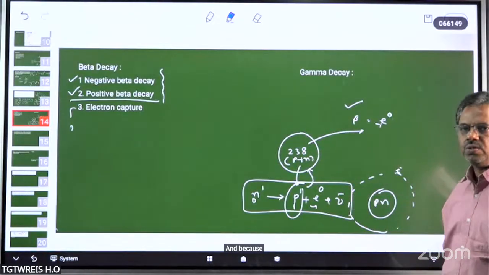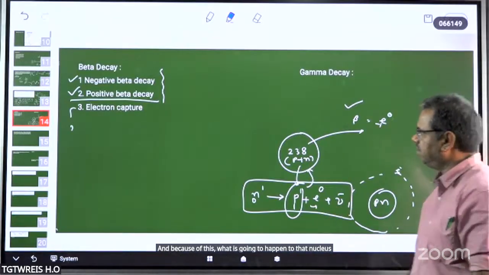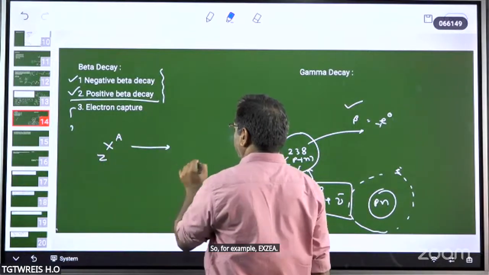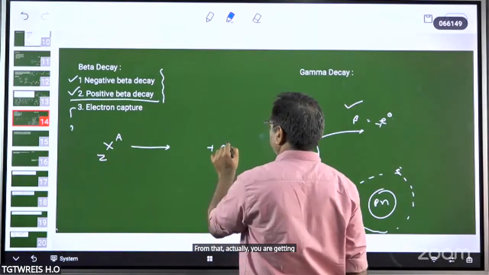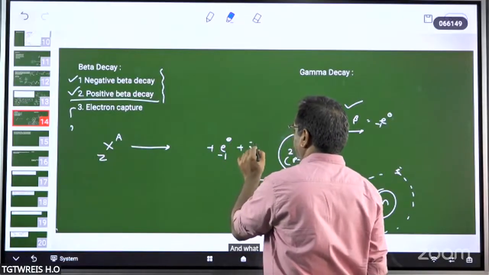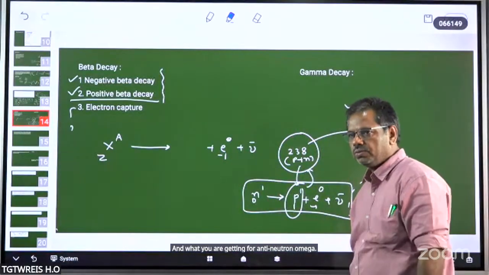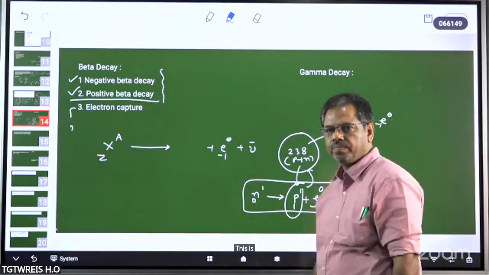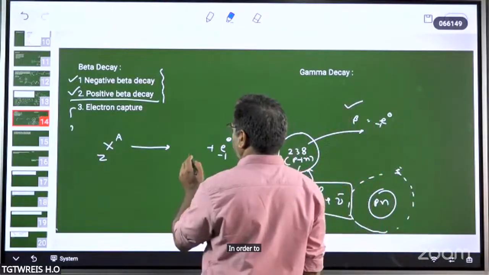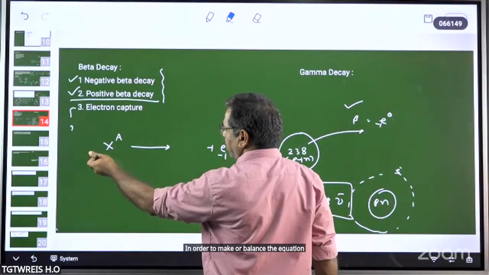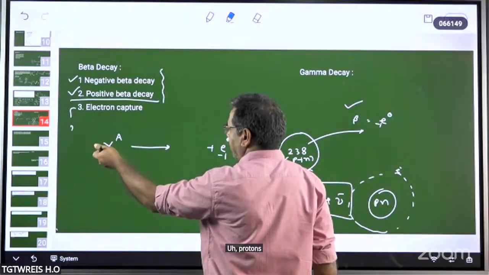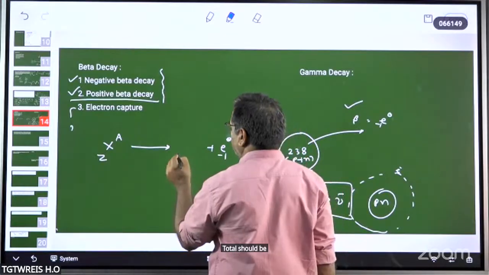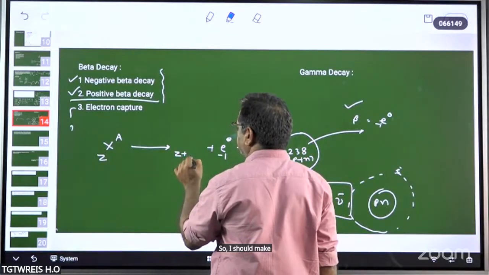And because of this, what is going to happen to that nucleus? Let us check that. Say for example, X with atomic number Z and mass number A. From that you are getting an electron and an antineutrino. Now what is happening here? This is -1. In order to balance the equation, the number of protons on the left-hand side is Z. Here also the total should be Z only. So I should make it Z plus 1.